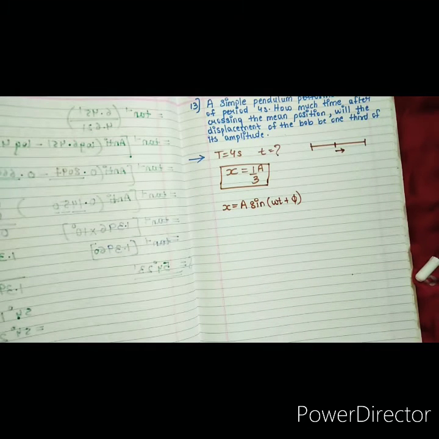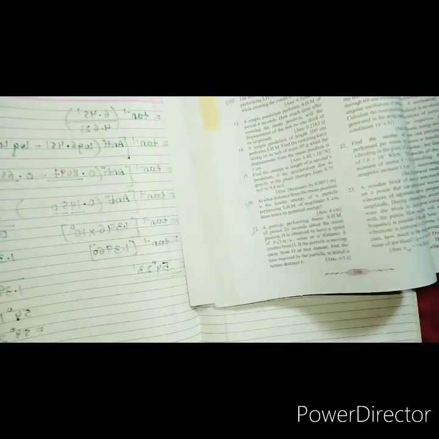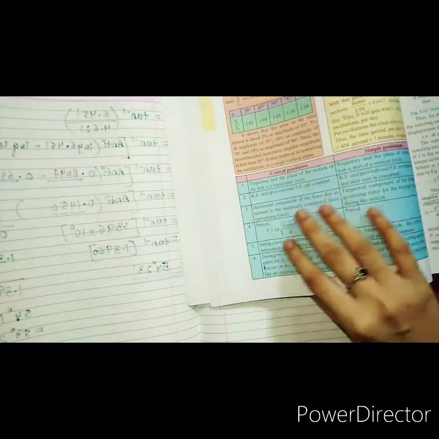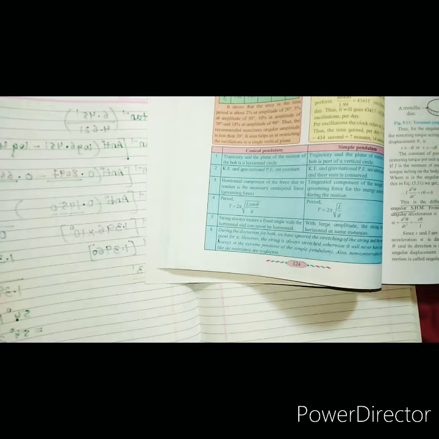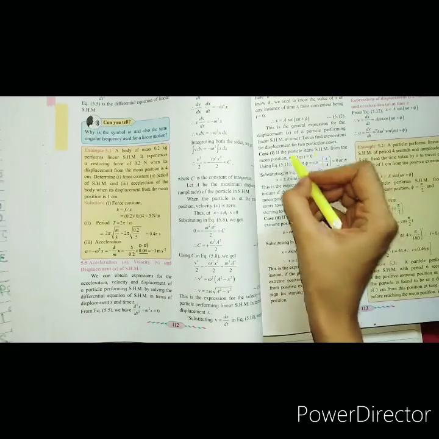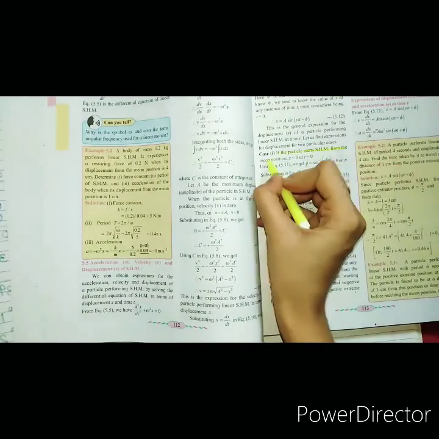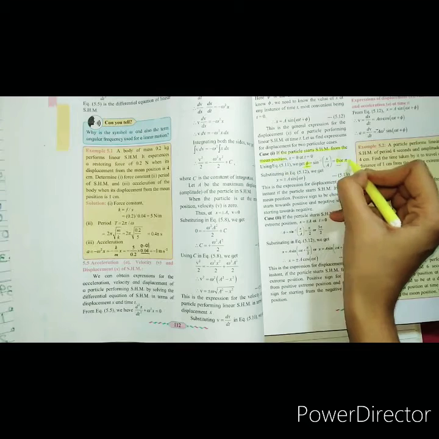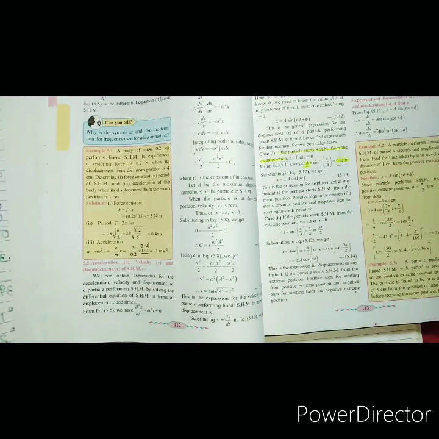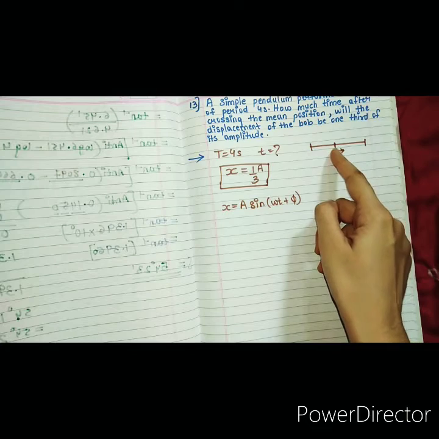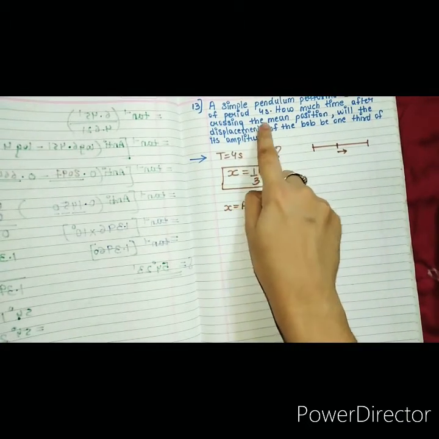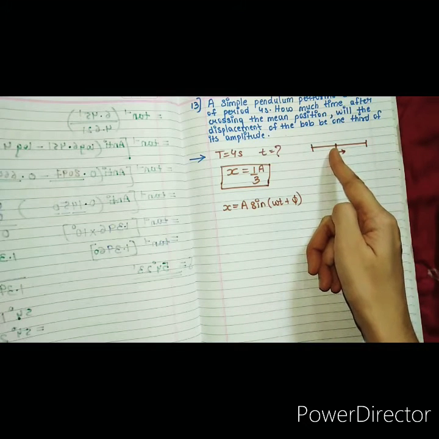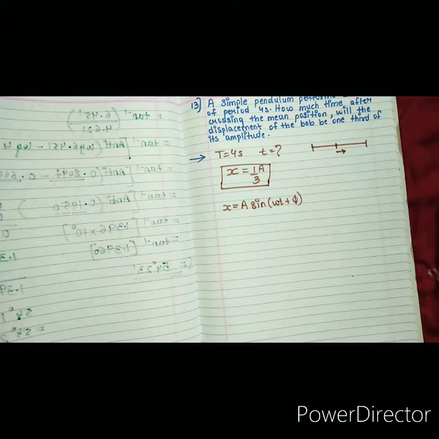When you learn the derivation of displacement, you all might have seen that when the pendulum starts oscillating from the mean position, at that time phi is taken as 0. See page number 113. If the particle starts ascending from the mean position, at that time your phi is either 0 or pi. So there we'll consider phi as 0. Particles starting SHM from the mean position, since we are considering that a particle has started from the mean position. What they have told over here is that it has crossed the mean position, so we'll consider that it has started its oscillation from the mean position. So here the value of phi will be taken as 0.